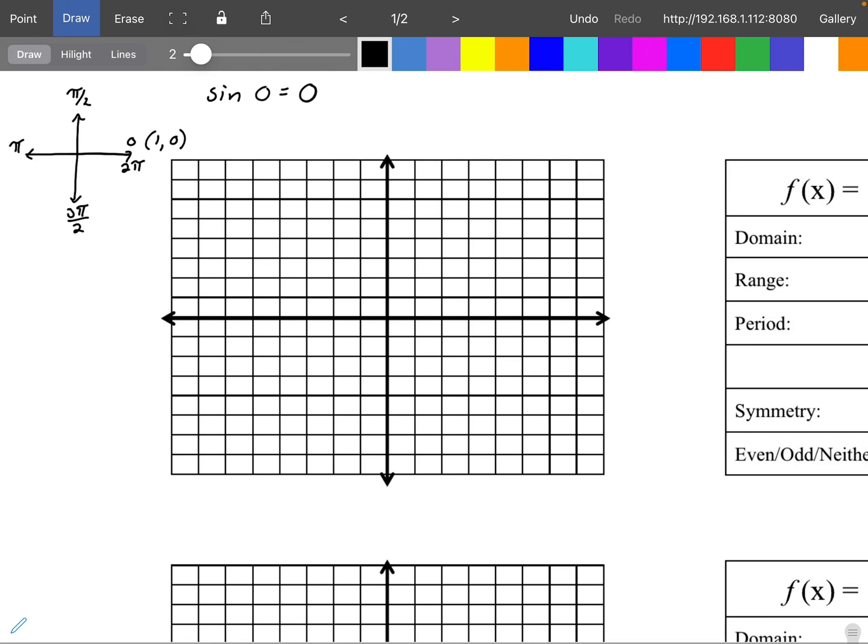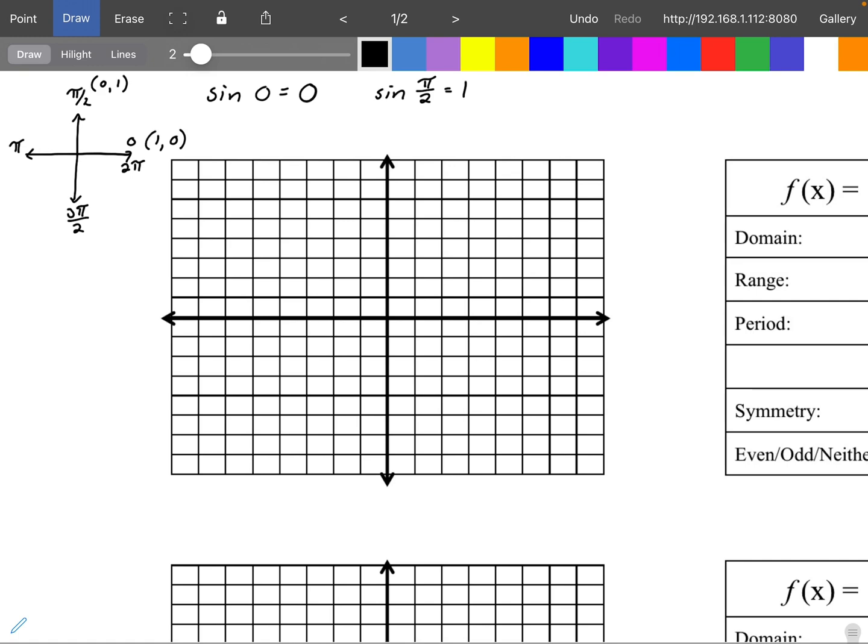So then let's move on. Then I'm going to do my next quadrantal, which is sine of pi over 2. Well, at pi over 2, those coordinates are 0, 1. So sine is the y value in the unit circle, y over r. So then y for that point is 1. So sine of pi over 2 equals 1. So these are giving us coordinate points.